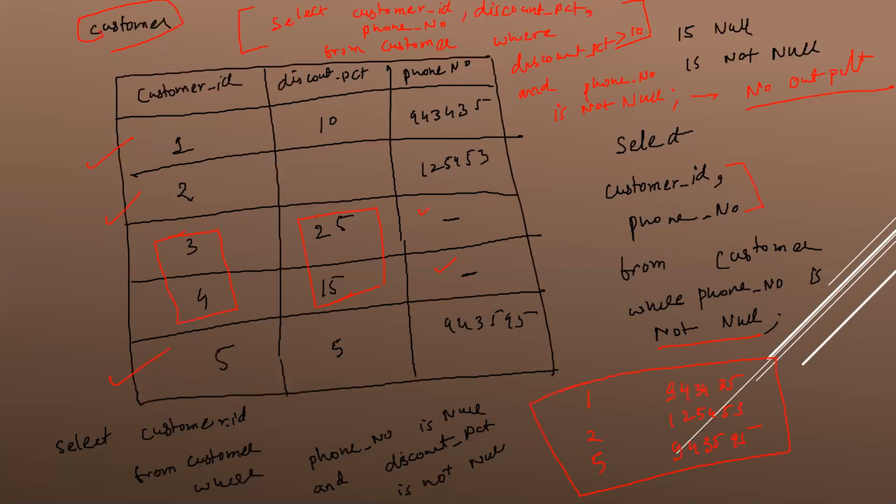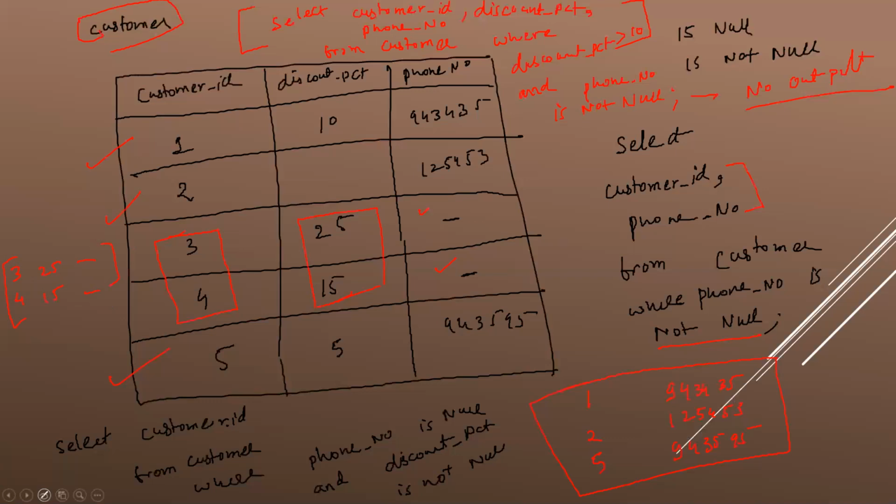So we made 3 questions from this table, right? What if I would have said here, and phone number is null, instead of phone number is not null, then what would have been the result? The result would have been 3, 4, 25, 15, null, null, because we are selecting all three columns: customer ID, discount percentage, and phone number.